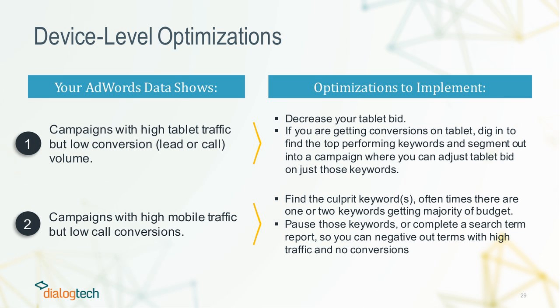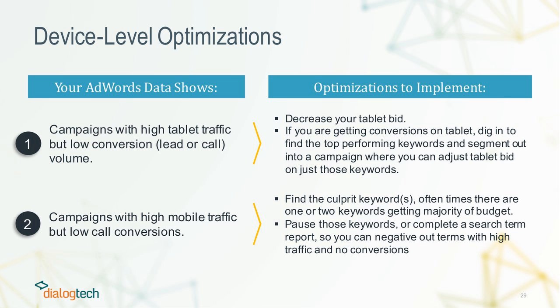So I referenced this a little bit when I was talking about the views. There are campaigns with high tablet traffic, but low conversion volume. I have a lot of those campaigns. And for brand, I leave it running because I want to have 100% share of voice on brand. Even though it doesn't convert, it seems counterintuitive, but that's my goal for brand. But for the non-branded campaigns, I absolutely decrease my tablet bid by a lot. And so that's where device level reporting is really, really valuable.